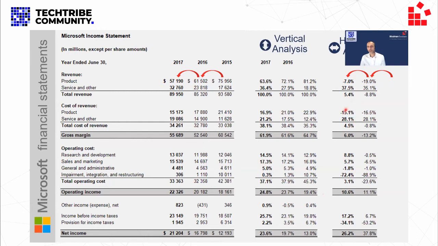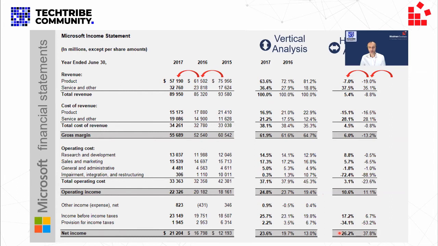We see that the cost of the products decreased, the cost of the services also increased, so that in total, the cost of revenue increased by 4.5% from 2016 to 2017. However, the revenue grew faster than the cost, and therefore the gross margin also grew from 2016 to 2017. And the same with the operating income, and in fact, the net income grew by over 26%.